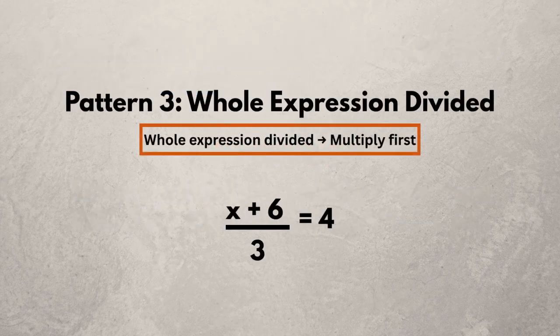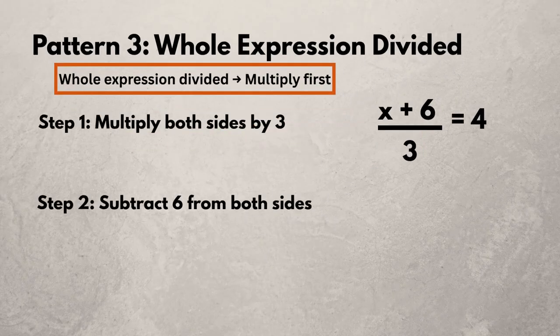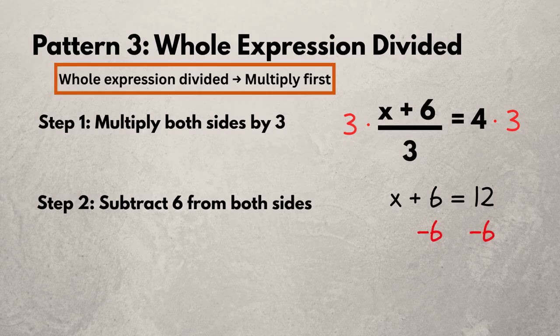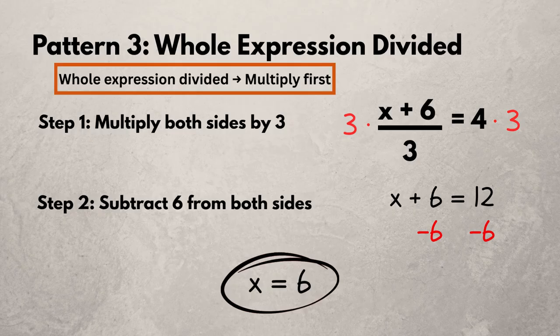Pattern 3, whole expression divided by a number. Take (x plus 6) divided by 3 equals 4. Here, the entire left side is being divided, so we undo the division first by multiplying both sides by 3. That gives us x plus 6 equals 12. Then subtract 6, x equals 6. Remember, multiply on both sides, not just the left.